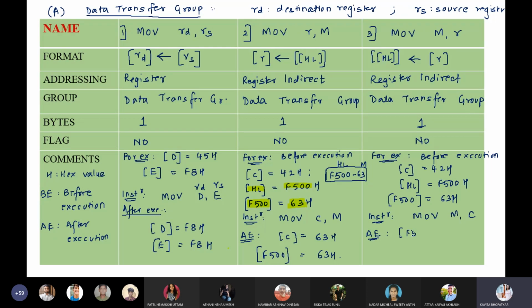So after execution, what will be F500 content? Can anyone tell me? Yes, 42H. यहाँ पे C content is getting copied to memory pointer. So C content will get copied to the address stored in HL. HL में क्या address stored है? F500. So 42H comes in address F500 and C remains 42H. Is this clear to all of you?